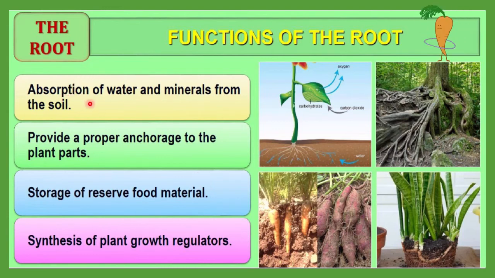So absorption of water and minerals from the soil is a normal function, which you know very well from previous standards. Roots also provide proper anchorage to the plant body and support the plant. Storage of reserve food material is also a normal function, and so is synthesis of plant growth regulators, which are one kind of hormone. So synthesis of a plant growth regulator or hormone can be done with the help of roots. These are all normal functions of any root.